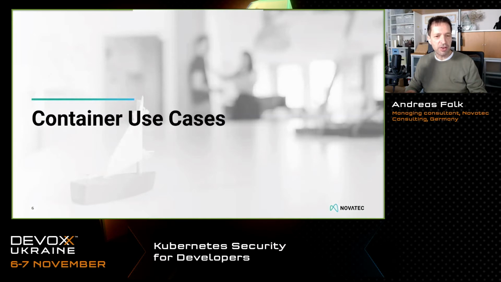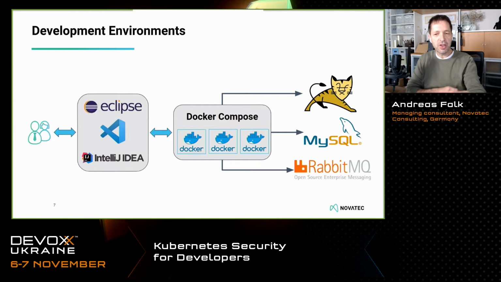So what are typical container use cases? Why are Docker, Kubernetes, and all that stuff so prominent in our world nowadays? It all started out by simplifying development environments at first. If you're a developer, you have to deal with lots of other components, like a database, a messaging system, an application server like Tomcat, for example.